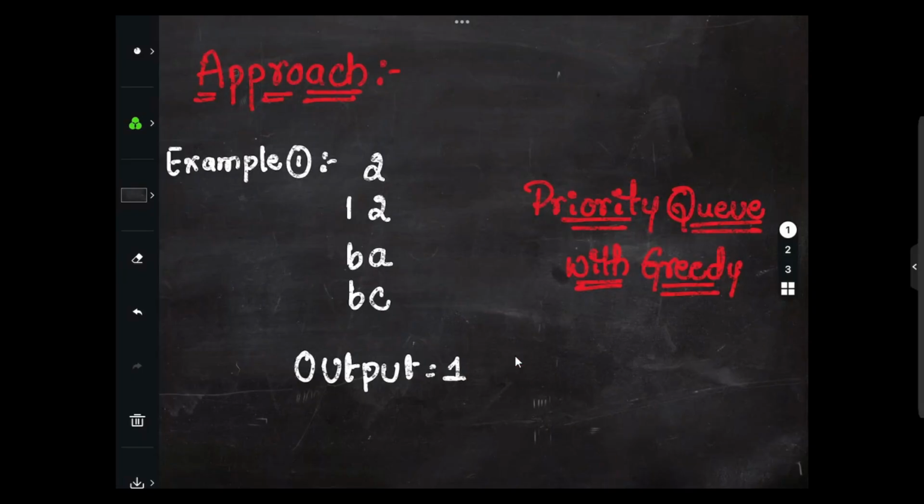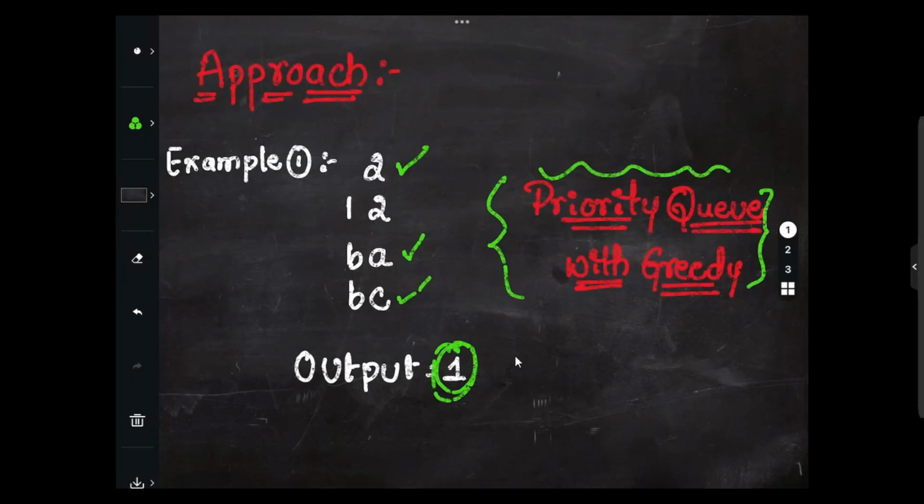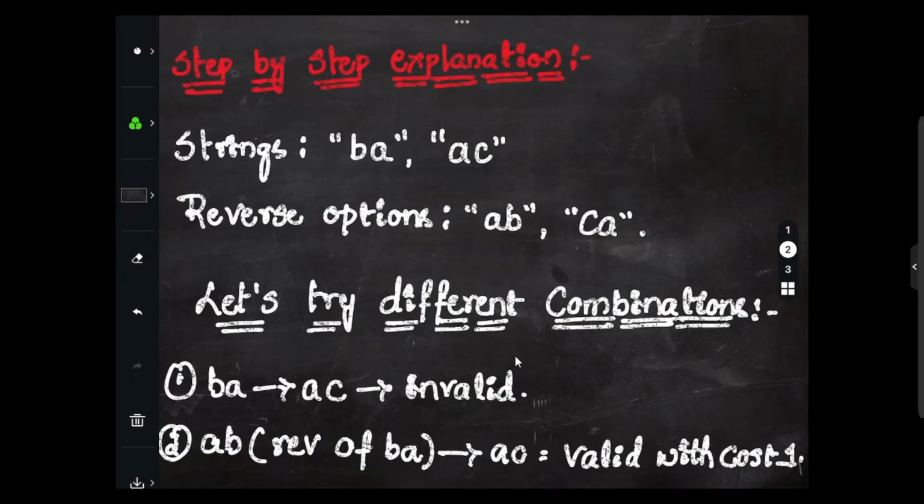Here I have considered the same first example that they have given in the question. We have been given two inputs, BA and BC, and the output that we need to get here is 1. The first thing to keep in mind is that we will be going with the greedy with priority queue approach. Let's move on with the step-by-step explanation.